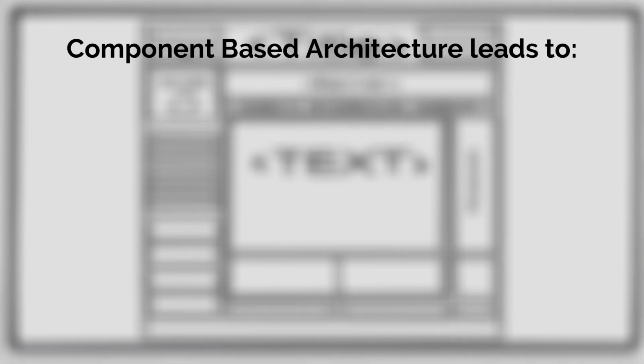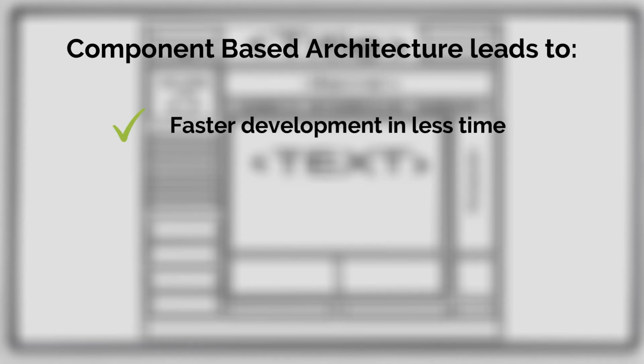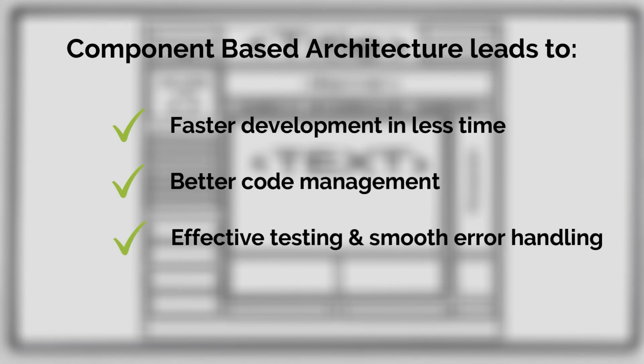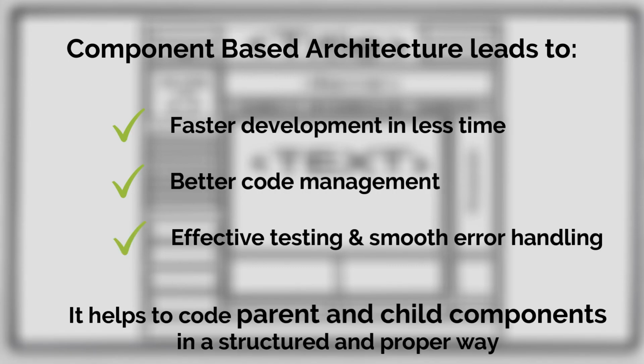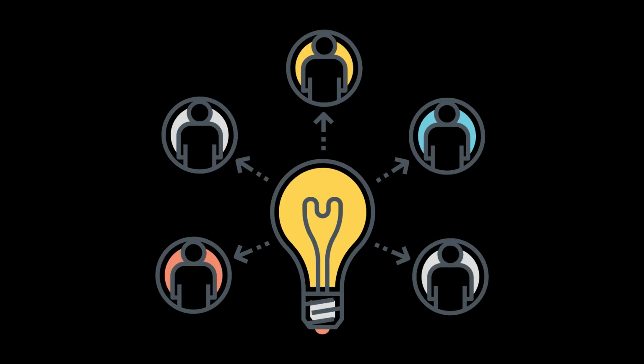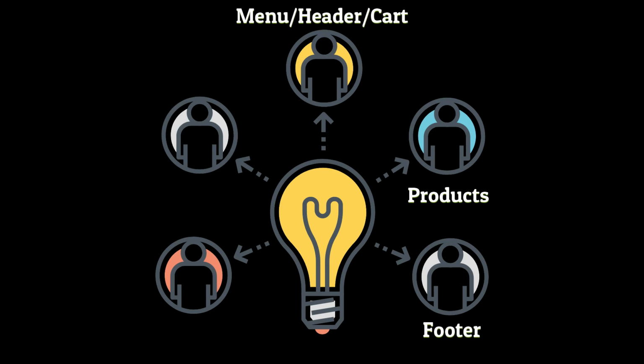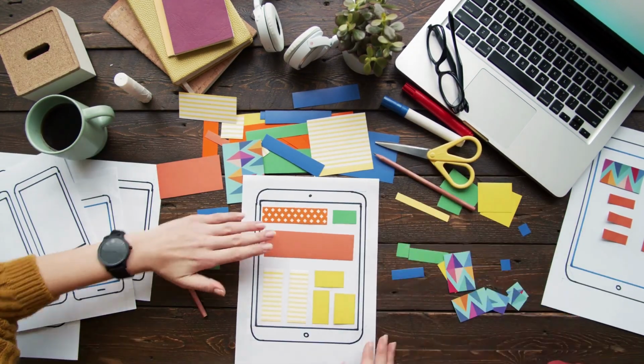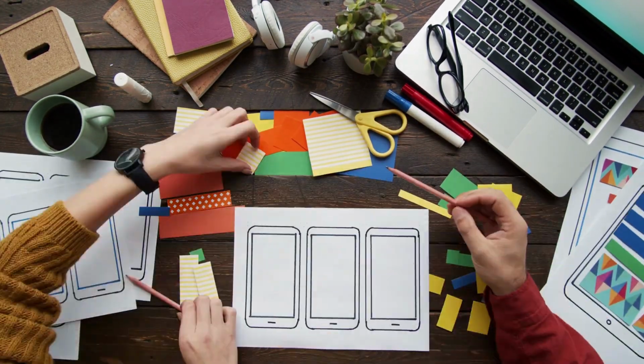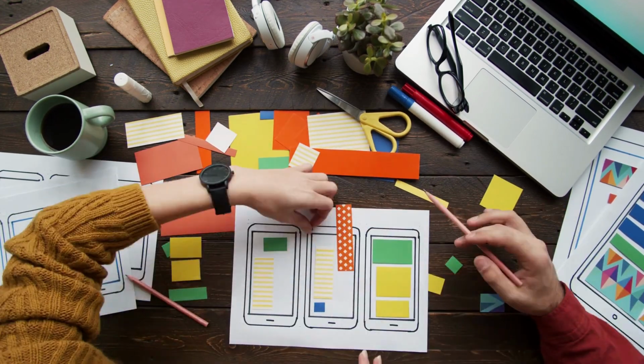So, the component-based architecture leads to faster development in less time, better code management, effective testing, and smooth error handling. It helps to code parent and child components in a structured and proper way. Working with component-based architecture, I can allocate different components to different developers and make sure that my project's development is running at super speed. Each developer or team member has a separate responsibility in terms of development.